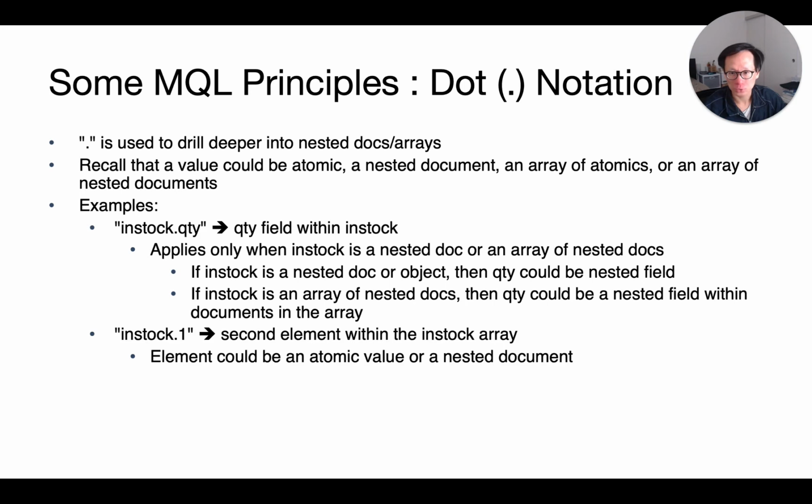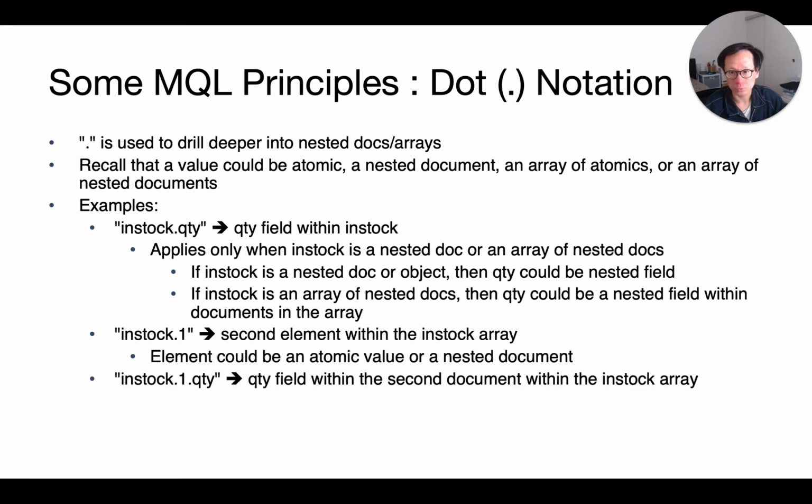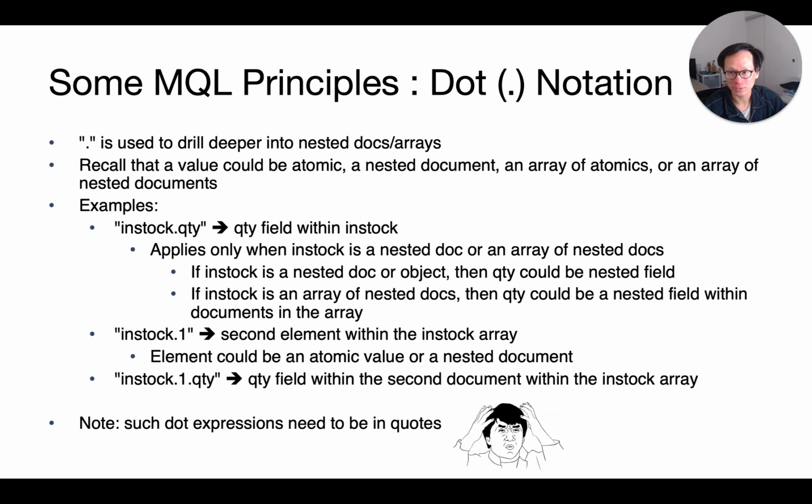MQL also uses a number notation to reference array elements starting from 0. So for instance, .1 returns the second element in an array. So "instock.1.quantity" returns the second object's quantity field. Interestingly, MQL requires these dot expressions to always be expressed in quotes, which kind of beats me.